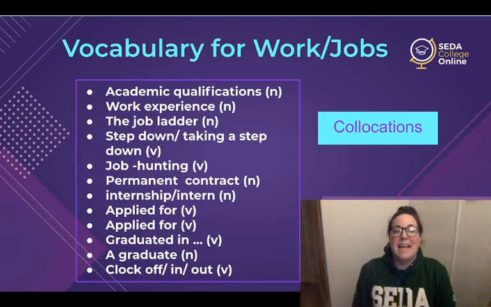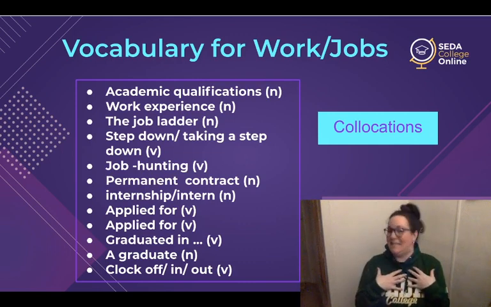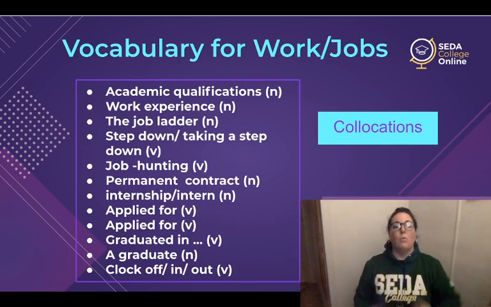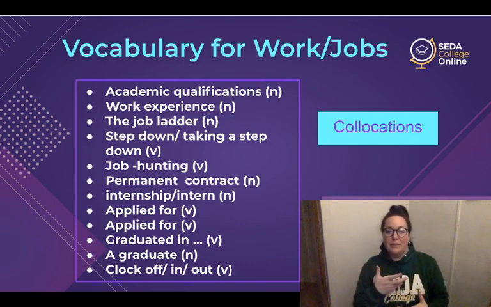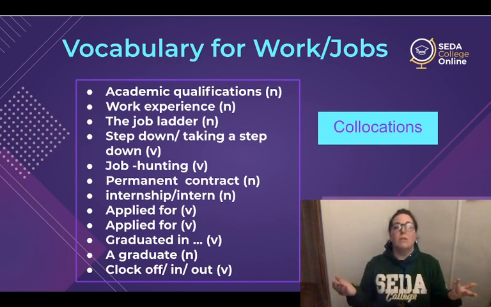Okay, next collocation, words that often go together. Work experience. That's also on the CV. Your work experience is the experience you have in different jobs. Okay, so that makes it a noun, just like academic qualifications are a noun, plural noun. Work experience is singular in a way because of the way it's grammatically written there. However, it's an uncountable noun. So it would be like milk or sugar.